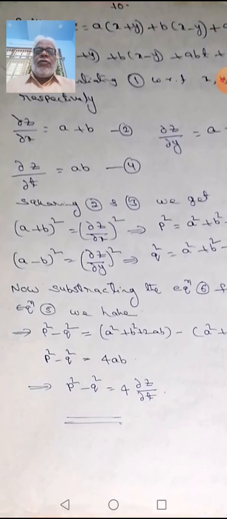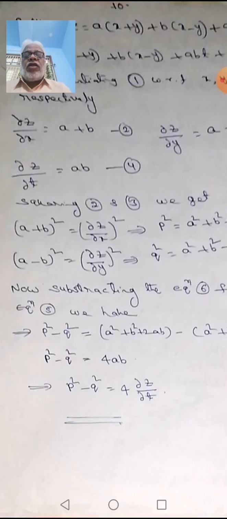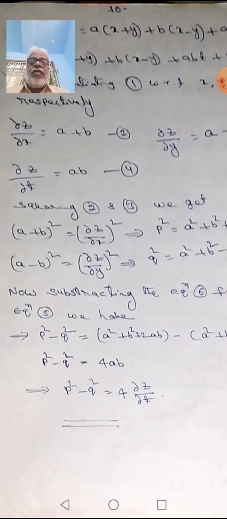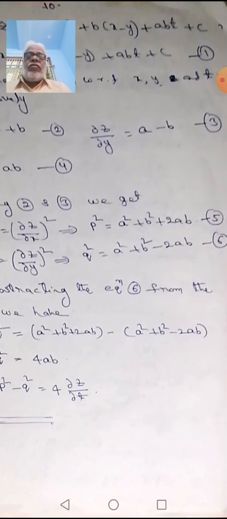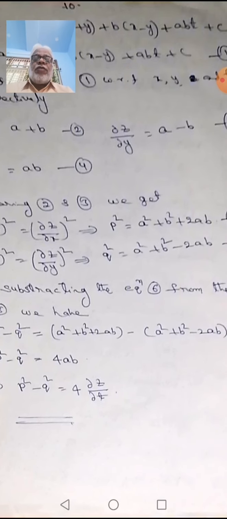And what is (a minus b) whole square? (a minus b) whole square is nothing but (dou z by dou y) whole square. (Dou z by dou y) whole square means q square, because the value of dou z by dou y is q. That's why we say here q square is equal to a square plus b square minus 2ab, because the value of (a minus b) whole square is a square plus b square minus 2ab.